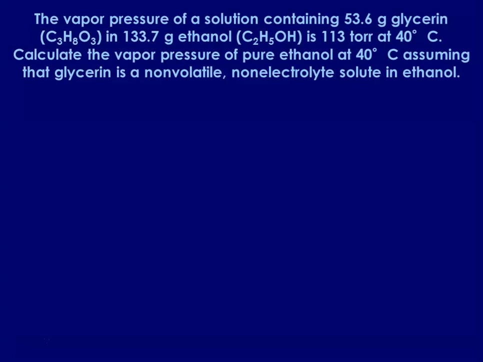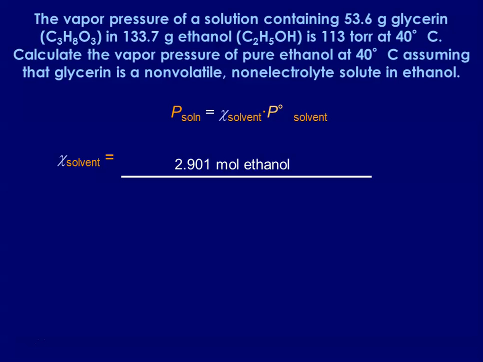So as you saw in that previous equation, to calculate pressures using Raoult's law, we need to have mole fractions. We want to have a mole fraction specifically of our solvent. So we have the grams of glycerin and we have the grams of ethanol, and we're going to convert those both to moles using our molar mass. So 53.6, when it's converted, is going to give us 0.582 moles of glycerin. I would just take the molar mass of glycerin and divide it into that 53.6. While the 133.7 grams of ethanol, when it gets converted using its molar mass, is going to have 2.901 moles.